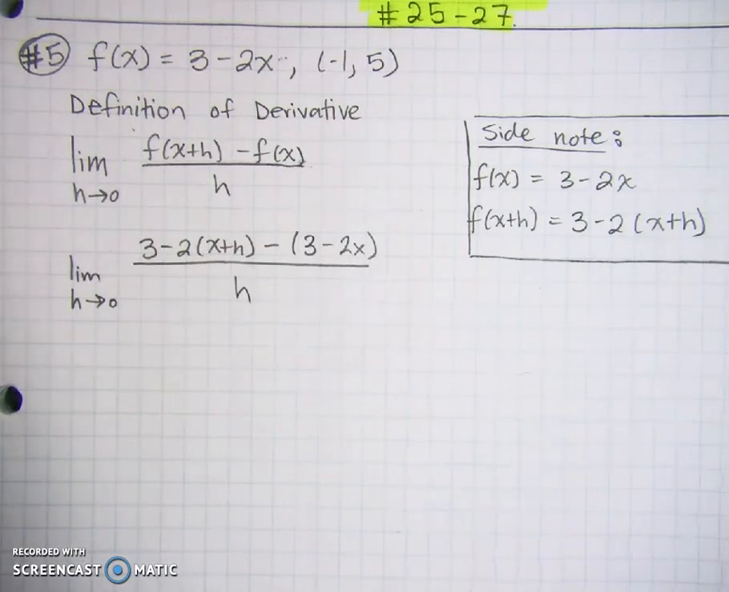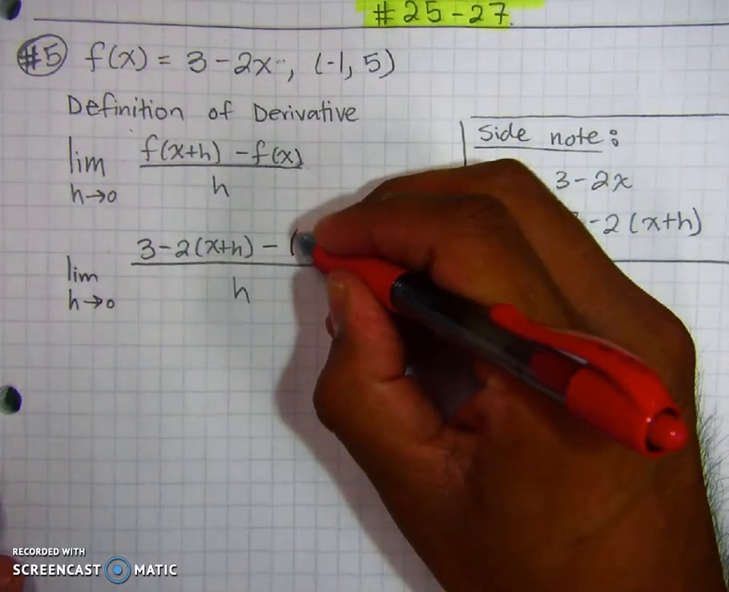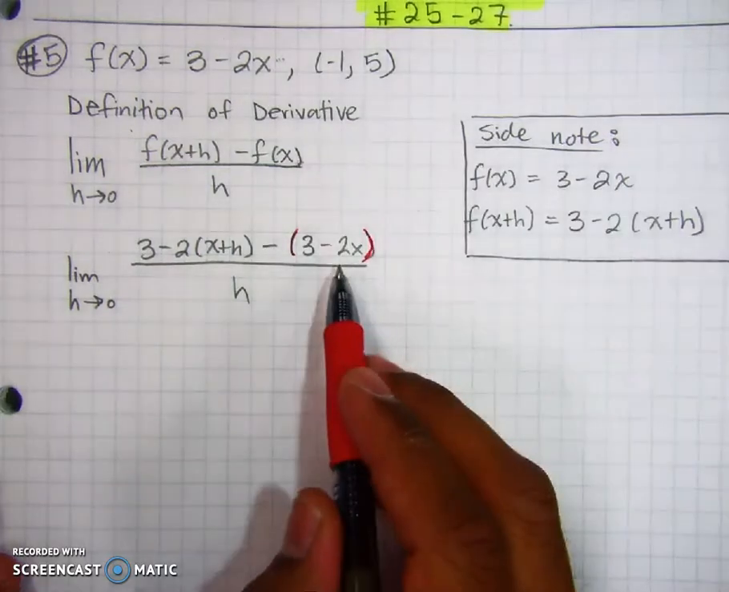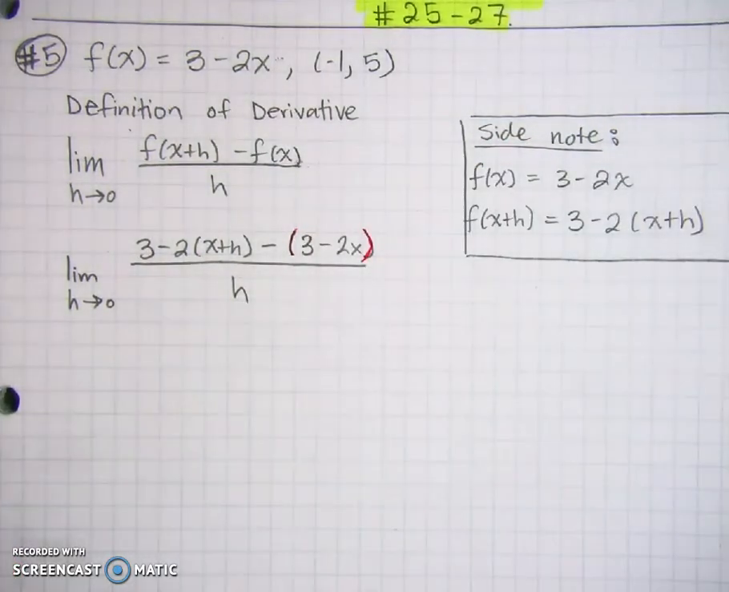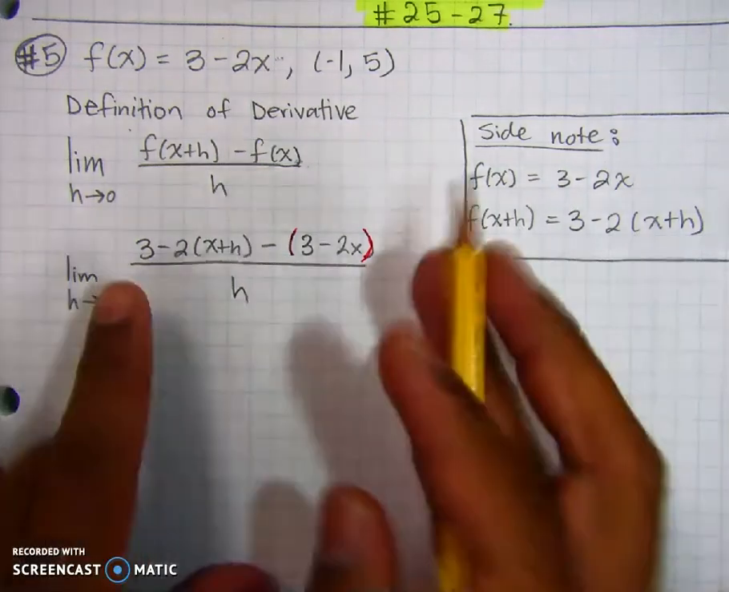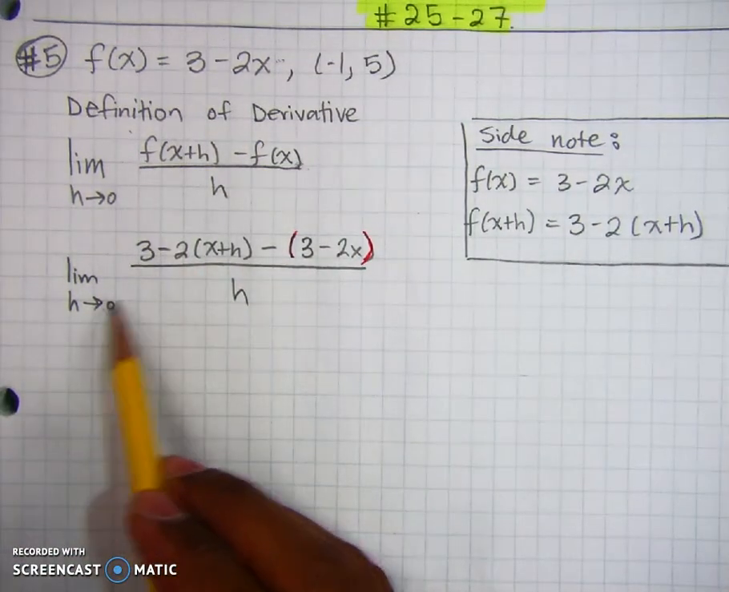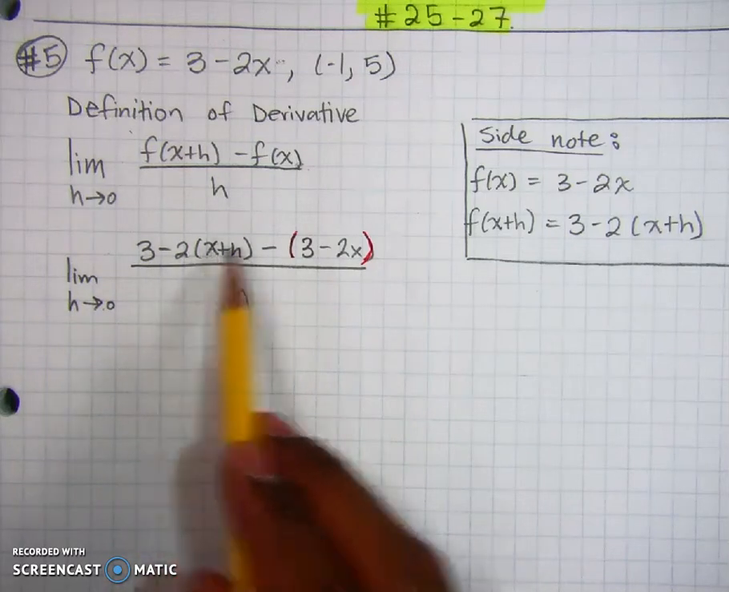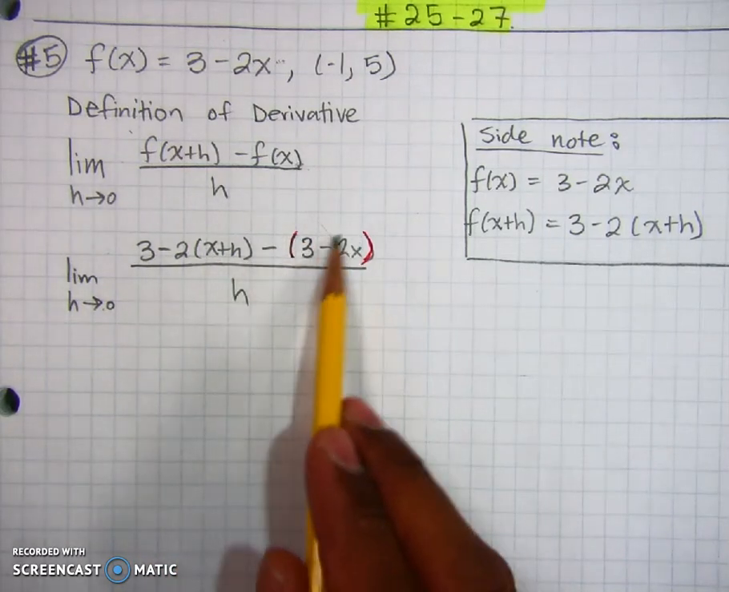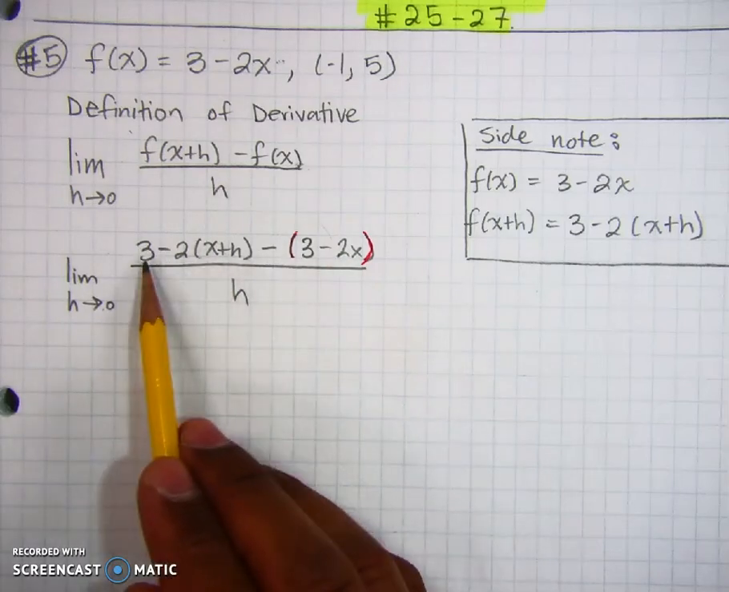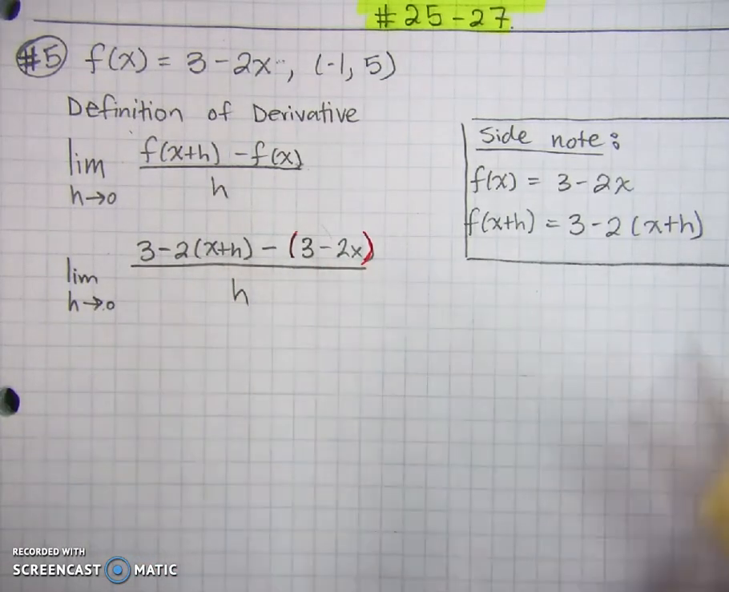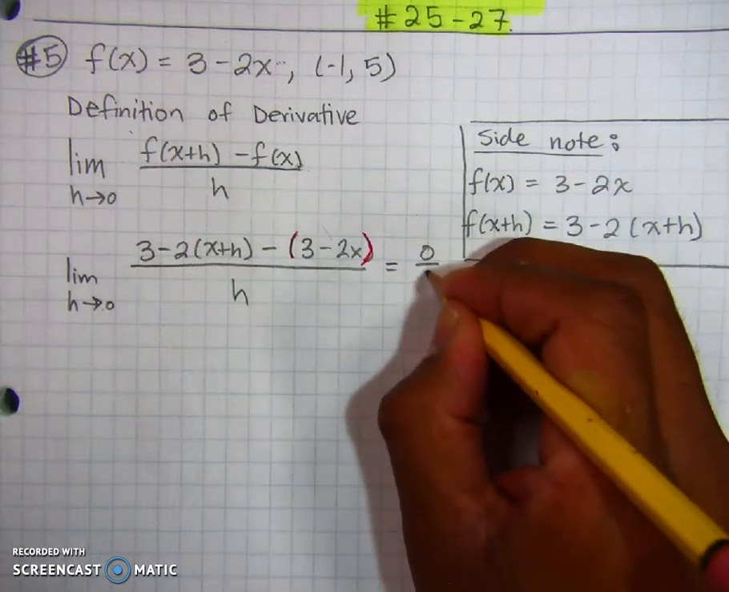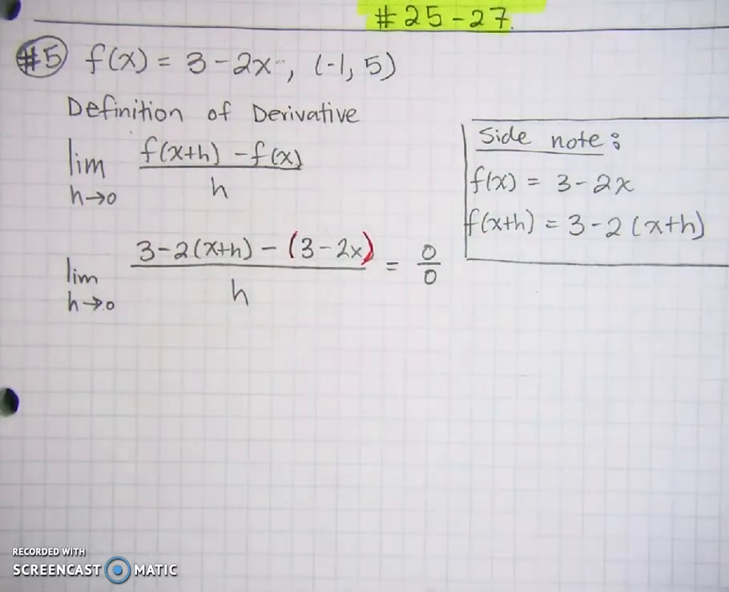So we have the limit of 3 minus 2 times x plus h minus the quantity 3 minus 2x, over h. Do not forget the parentheses. And if we quickly do this in our head, the direct substitution of 0 for h, we get x plus 0, so we get negative 2x. When we distribute this negative, that negative 2x will be a positive, so they'll cancel out. And the 3 minus 3 will cancel out, so we'll get 0 over 0, indeterminate form. So we now proceed to use algebra to simplify.